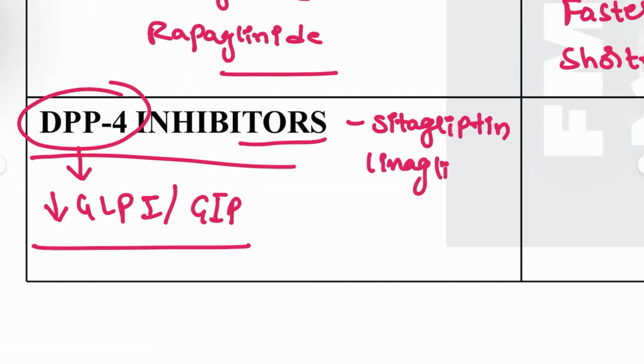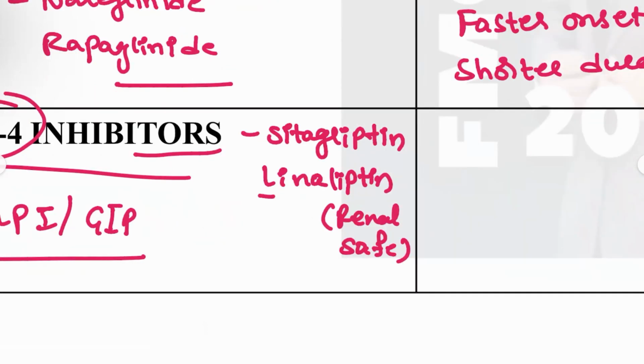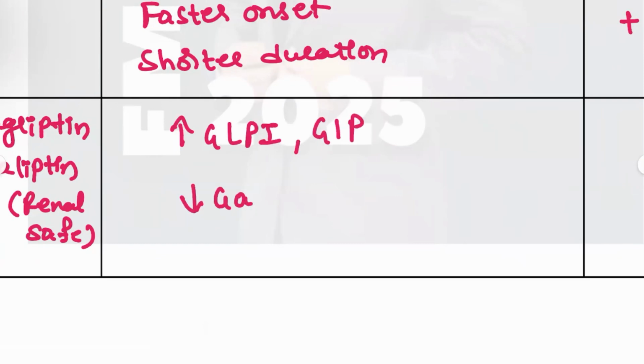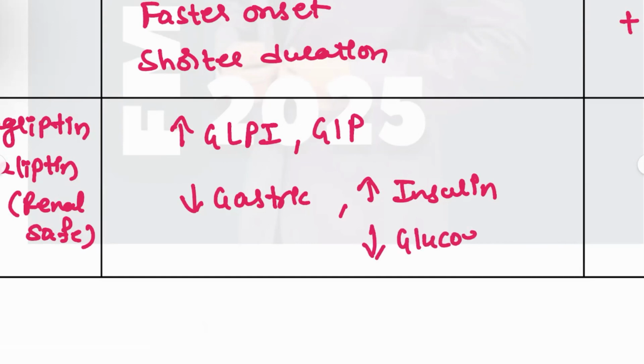And the other thing that you have to remember about linagliptin is that this is a completely renal safe drug in the patient. Why? L for linagliptin, L for liver, this is excreted by your liver. This is the mechanism for the DPP-4 inhibitors. It will increase the GLP-1 and GIP action. So thus it will decrease the gastric emptying and increase the insulin secretion in the body, and will also decrease the glucagon secretion.